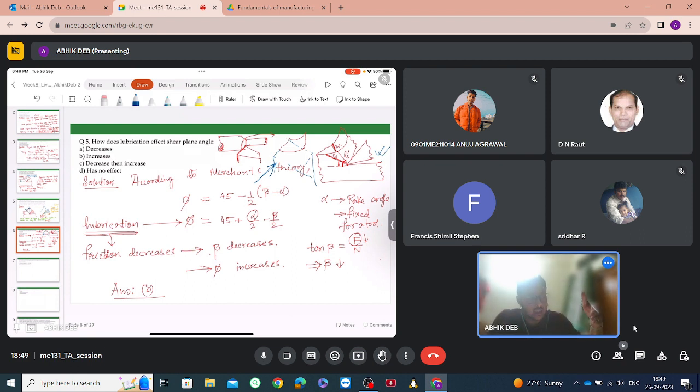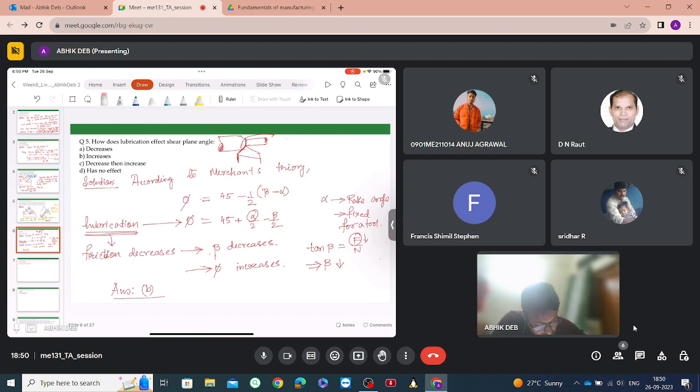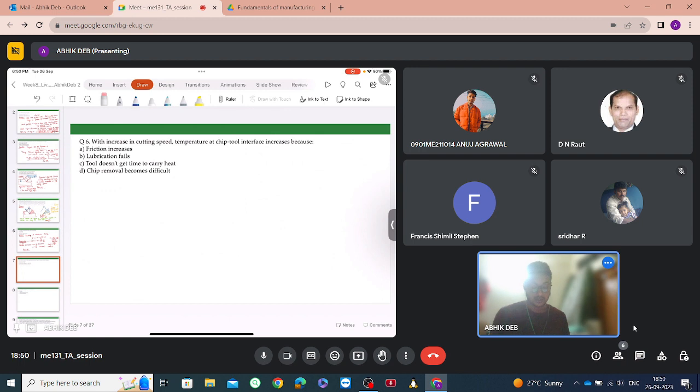From the top view, if you observe, you won't be able to see what the shear plane is or how the shearing is happening. So this essentially is a side view. Is it clear to you? Yes, sir. Okay, should we move on to the next problem? Yes, sir.